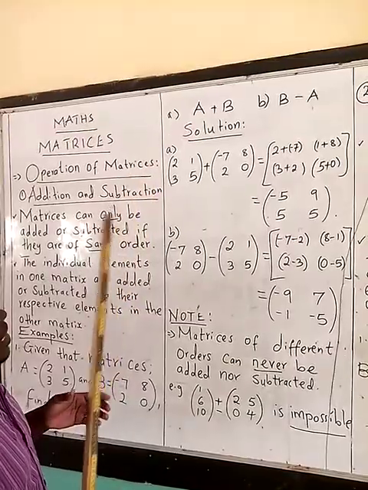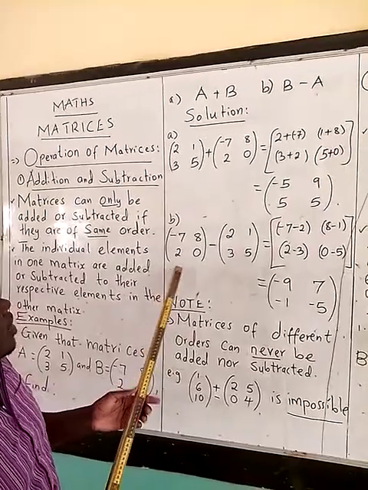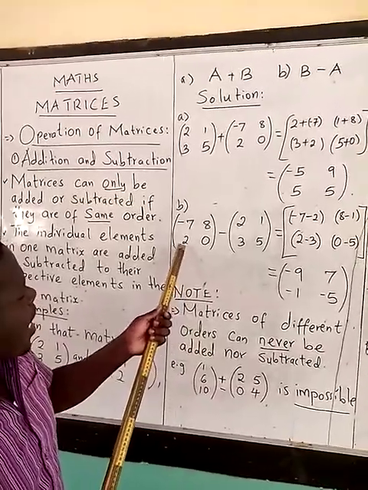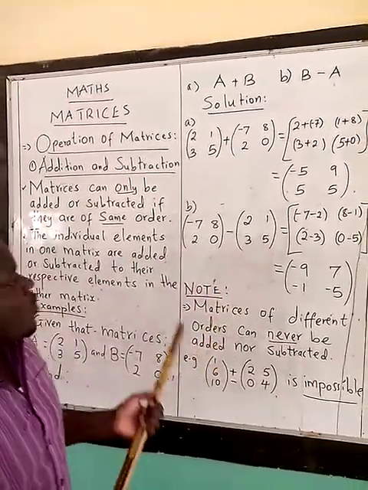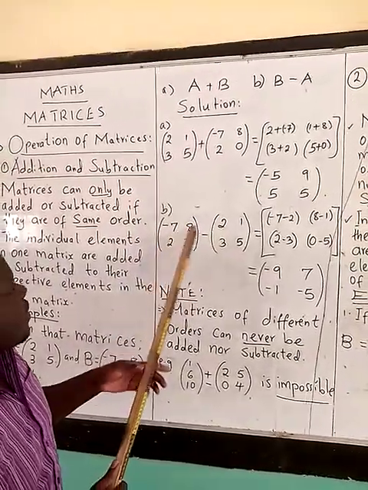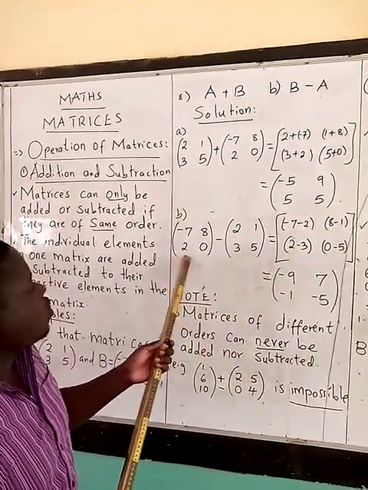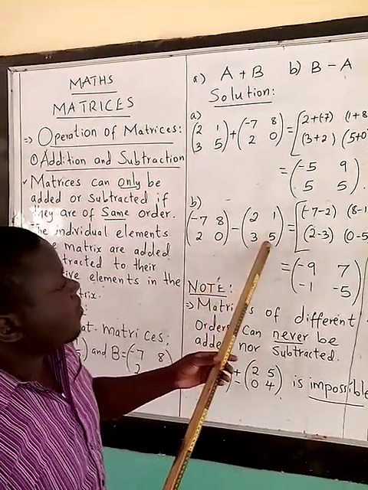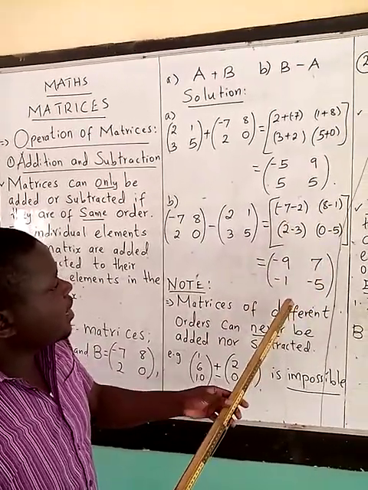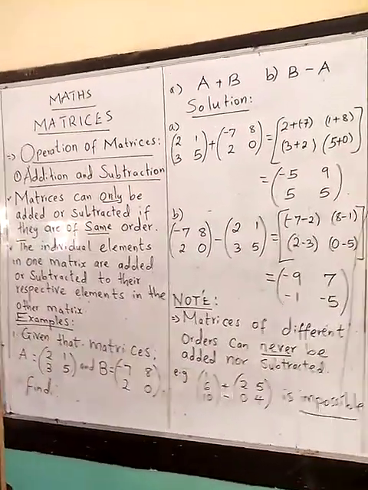In the second example, that is now B minus A, the same will apply. For us to subtract the two matrices, first we must consider whether they are of the same order. A 2 by 2 with a 2 by 2. So we can subtract their individual elements in these matrices, which means negative 7 minus 2, 8 minus 1, 2 minus 3, 0 minus 5. If you do so, we get negative 9, 7, negative 1, and negative 5. That is how we subtract matrices.